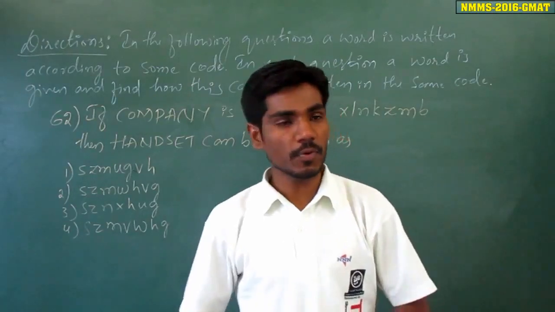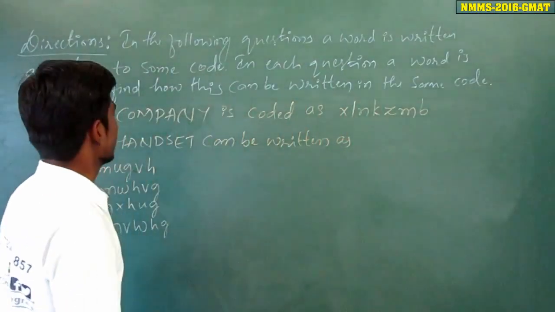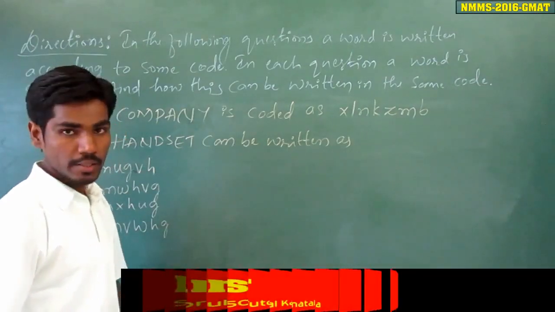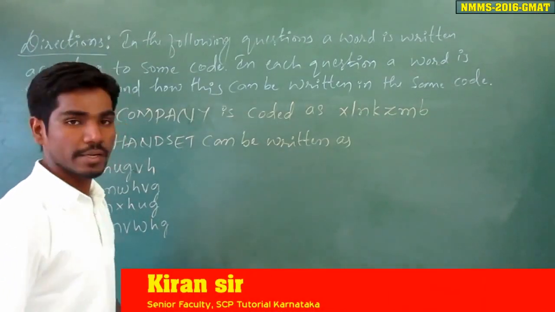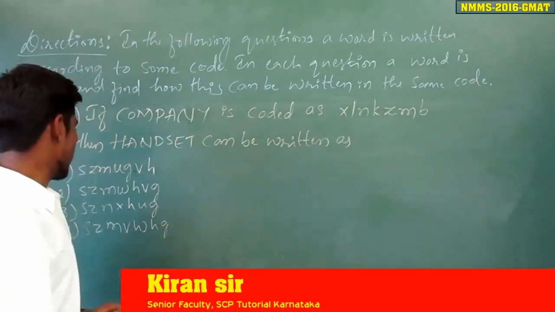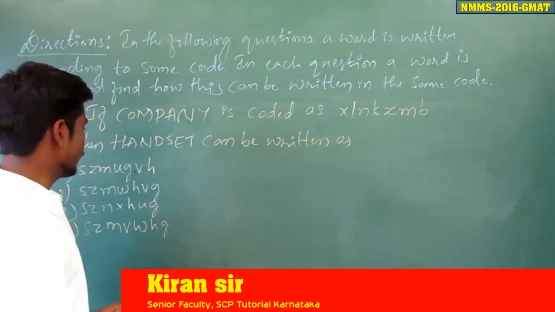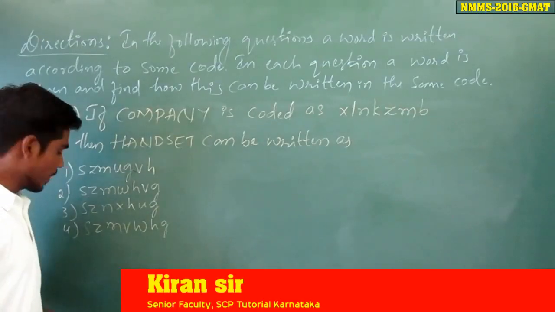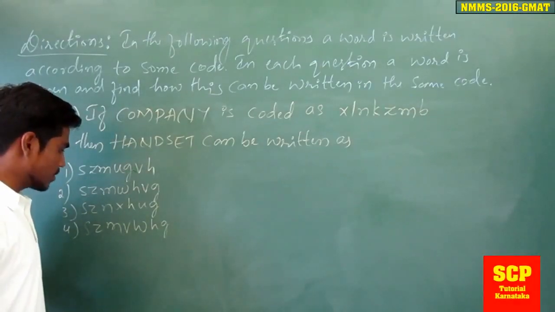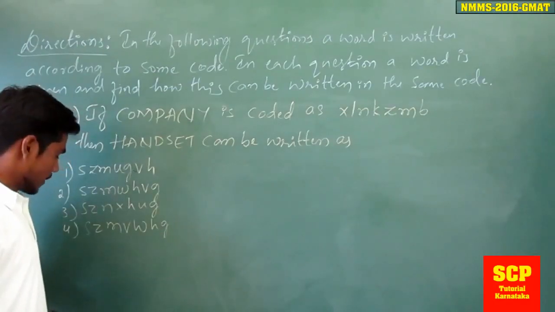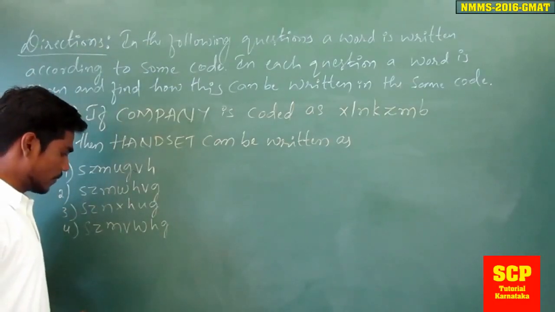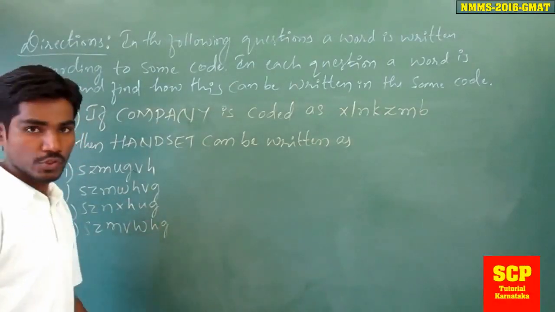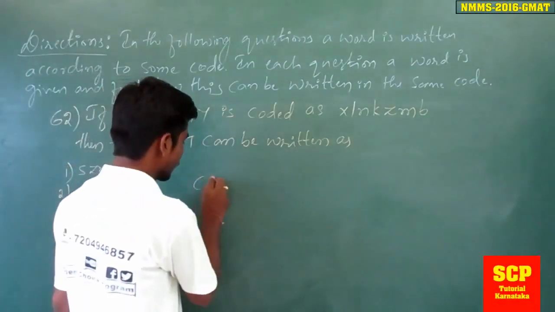Well friends, here is another problem. The given problem is, if company is coded as XLNKZMV, then handset can be written as? Given options are SZMUGVH, SZMWHVG, SZNXHUG, and SZMVWHG.